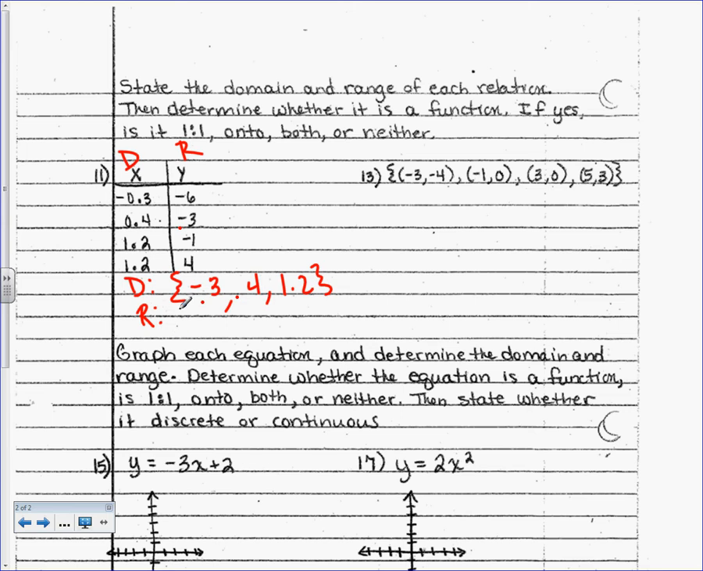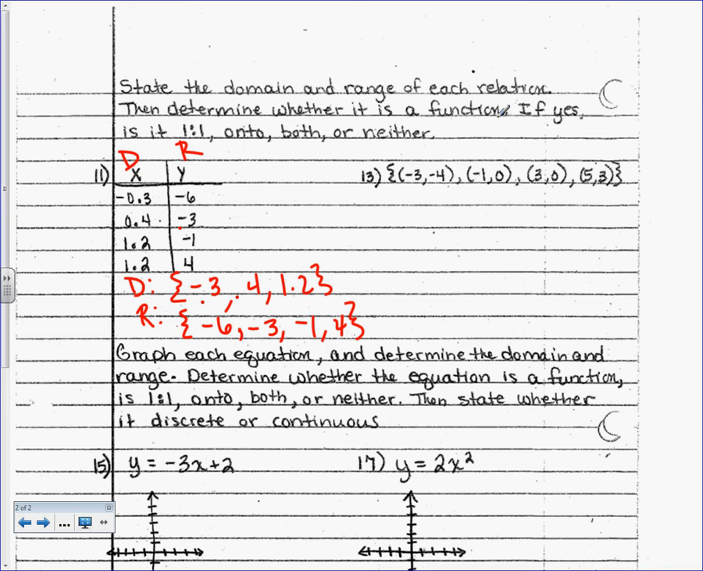The range is all the y values. If you want to be super proper, you do put it in ascending order, but again, I don't think that's a formal rule, so I'm just going to go in the order that I see for right now. So -6, -3, -1, and 4. Super easy. Domain, range, right? Domain is the x's, range is the y's. No big deal. Now let's see if it's a function or not.